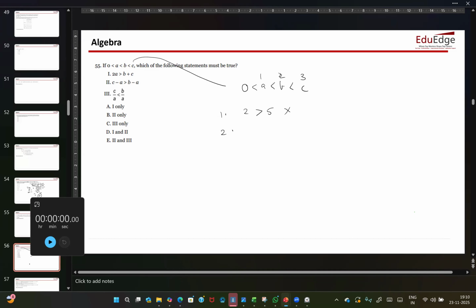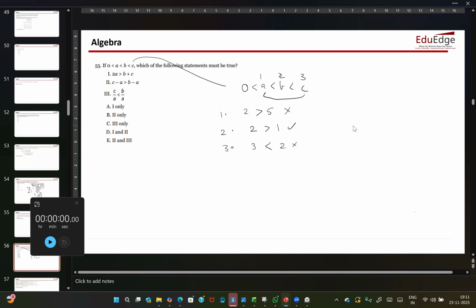Second is C minus A. Obviously it is greater than B minus A because C is greater than B also. So that's logic also. And 3 is also actually logic, but here it's simple. So 3, C by A is 3. It cannot be less than 2. And logically also that is true, right? C by A divided by B by A. C by A cannot be less than B by A. Correct. Yeah. In this particular case.